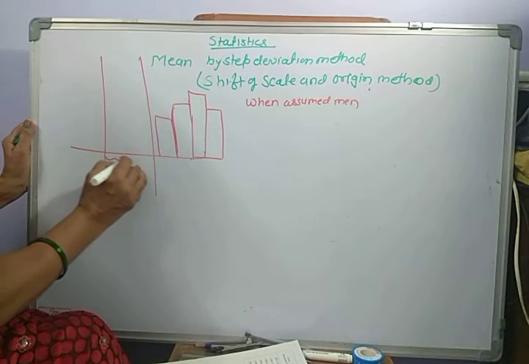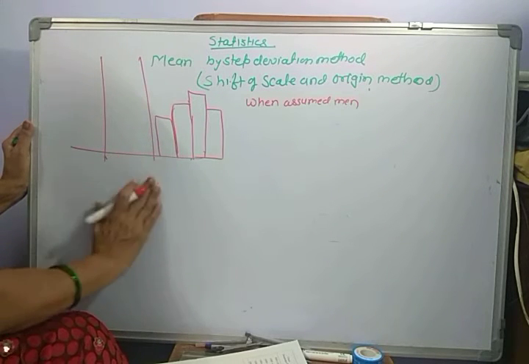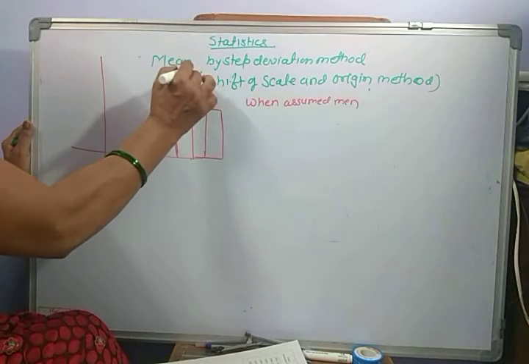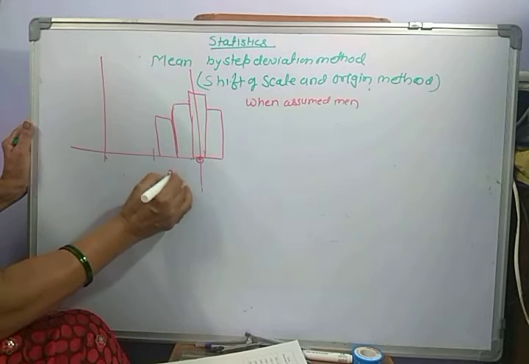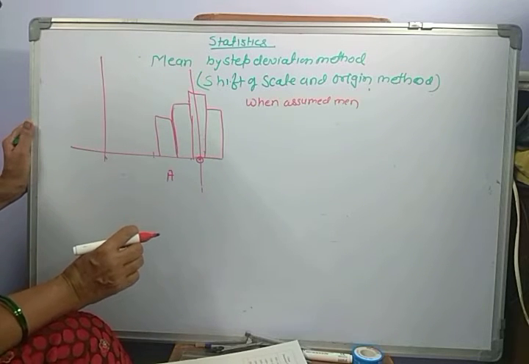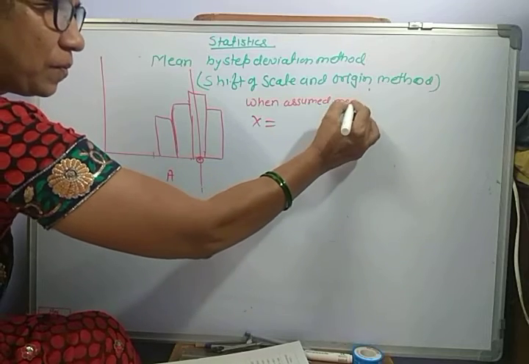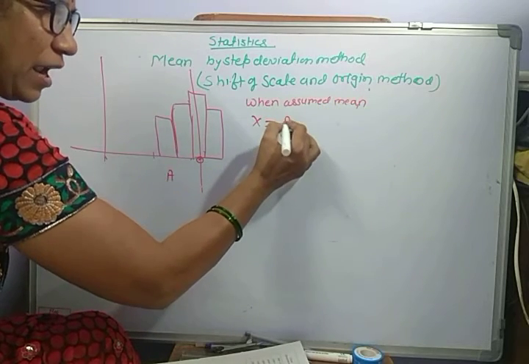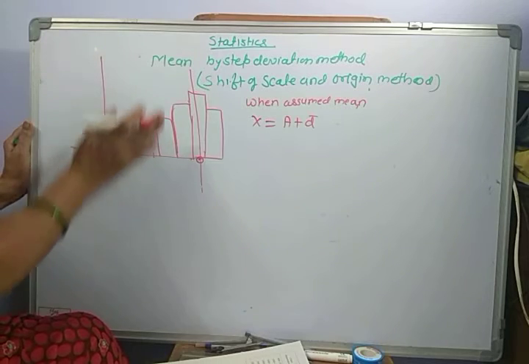that distance is taken as A, or this origin can be shifted in between also. This is called A, and whatever deviations those are, we take the mean of deviations and we get x bar is equal to A plus d bar. That is shift of origin.